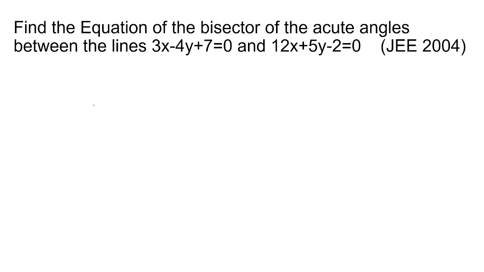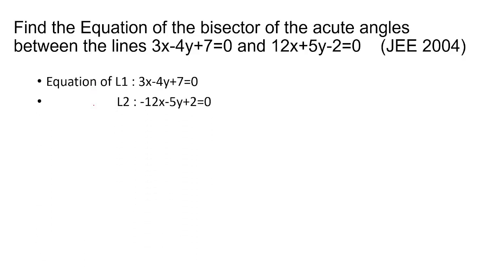Now we will take one example, and this question came in JEE 2004. Find the equation of the bisector of the acute angles between the lines 3x minus 4y plus 7 is equal to 0 and 12x plus 5y minus 2 is equal to 0. So our first step is what? C1 and C2 should be positive.